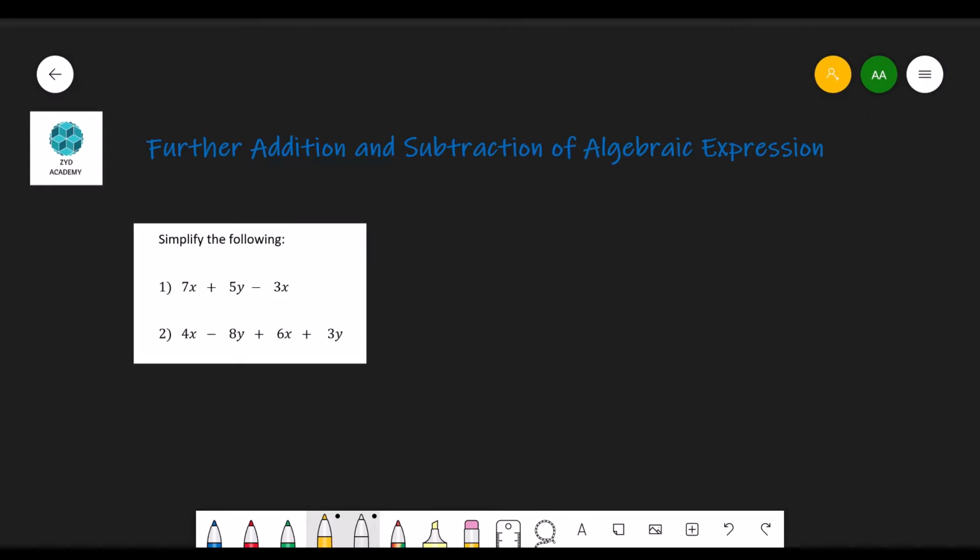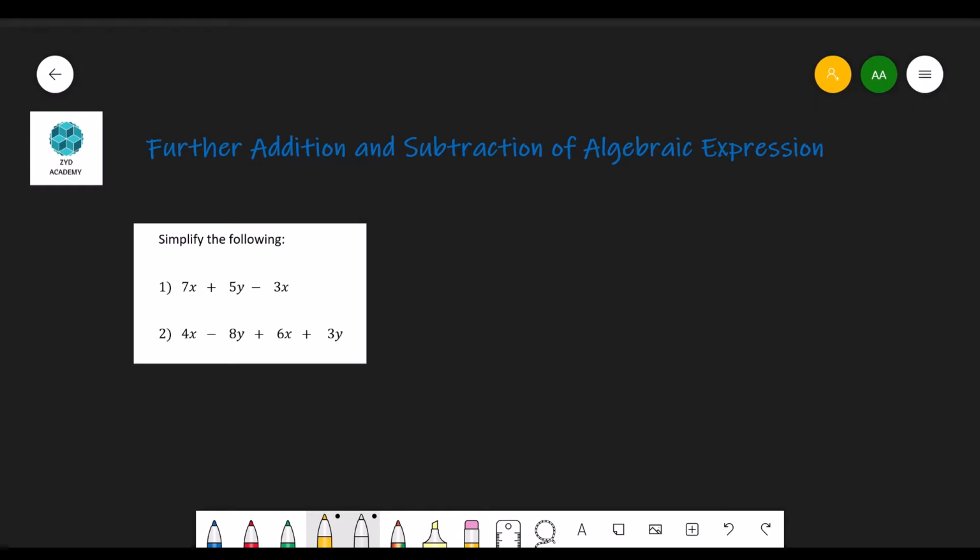This round is on further addition and subtraction of algebraic expression. If you have watched our previous video on addition and subtraction of algebraic expression, this tutorial is a continuation of that first part, where questions are slightly tougher, a bit more complicated, but not so difficult. I'll be going through two examples today, and here is how it's done.